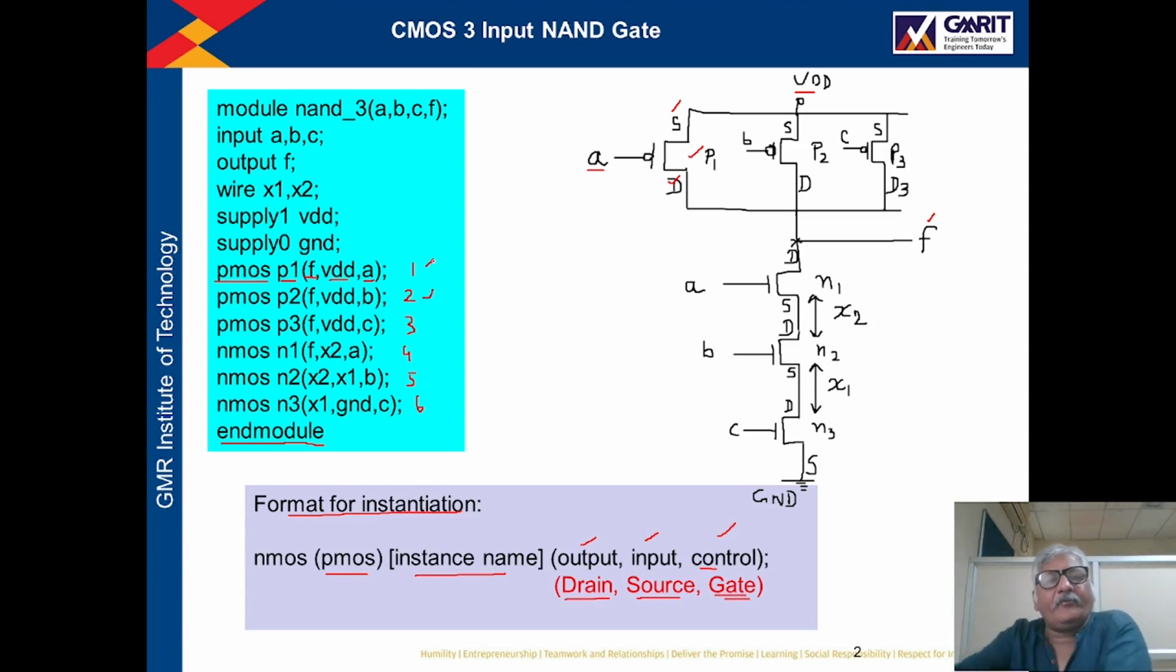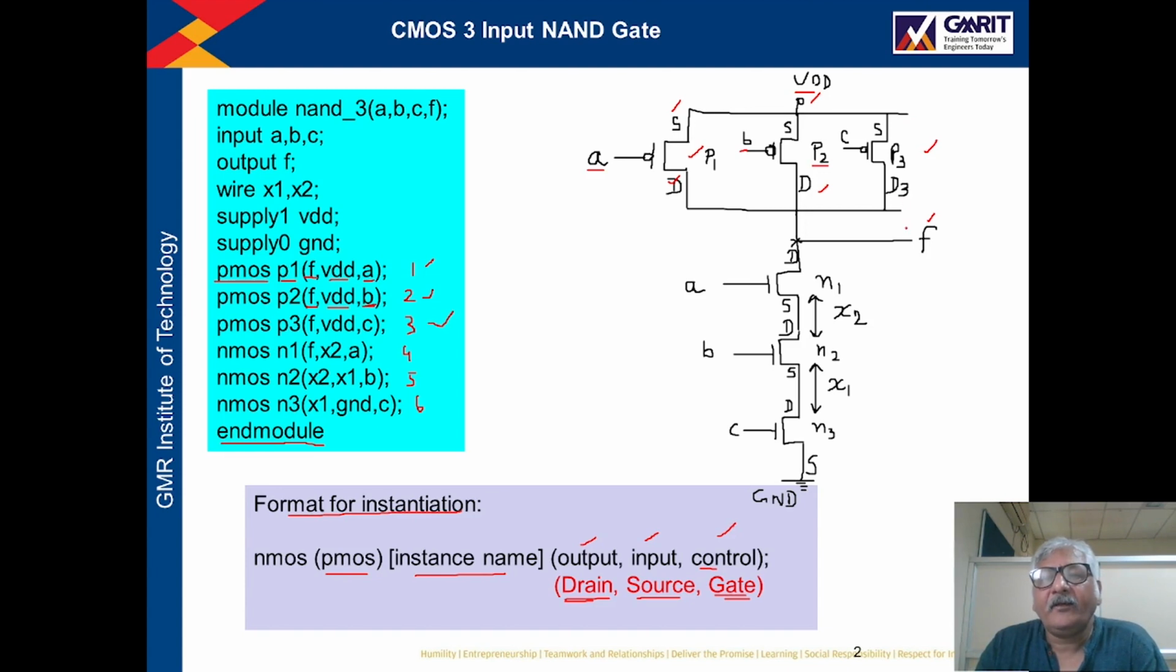Now come to the second instantiation statement. It is for my PMOS labeled as P2. This is P2. So sequence is drain, source, gate. So drain is F, source is VDD. So F, VDD, and control is gate terminal, which is B. This is B.